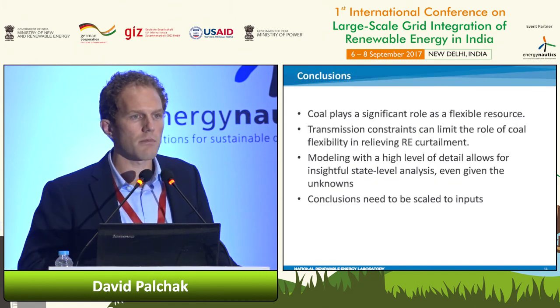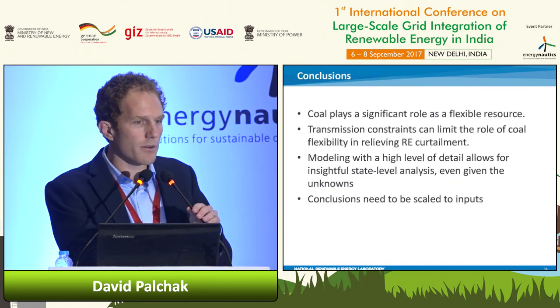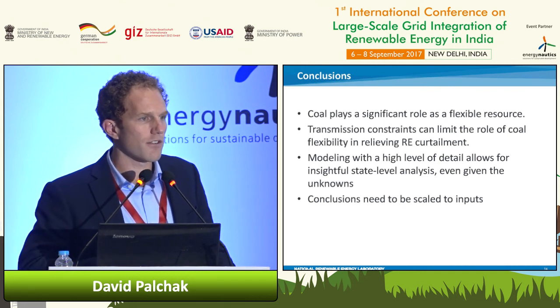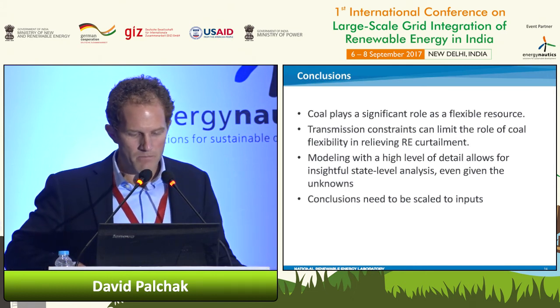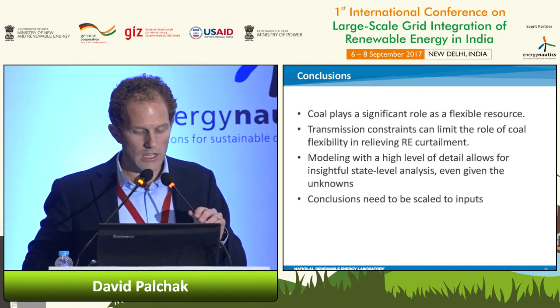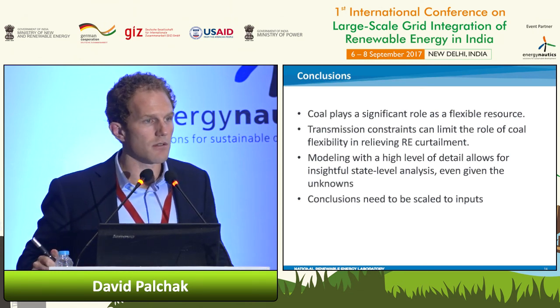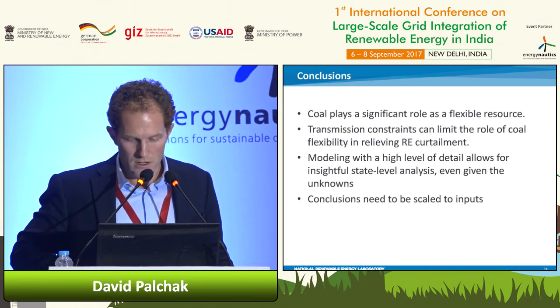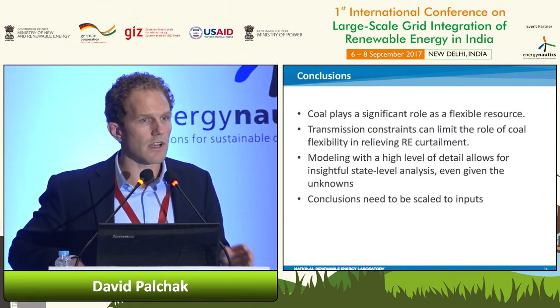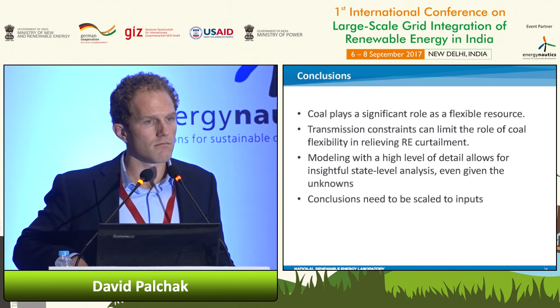So just a couple of conclusions about those two scenarios that we went through. Coal does play a significant role as a flexible resource, particularly from other states. As we saw with increased coordination, coal actually helped a lot with RE integration in the neighboring state, for example. Transmission constraints can get in the way of coal flexibility, relieving RE curtailment. And even given unknowns in the future, you can still gain some insightful state-level analysis. But certainly conclusions need to be scaled to make sure that we're not overstepping what this actually means from an RE integration perspective. Thank you.